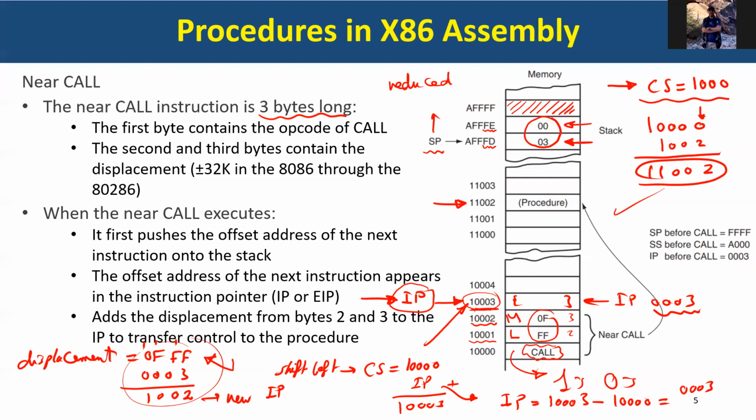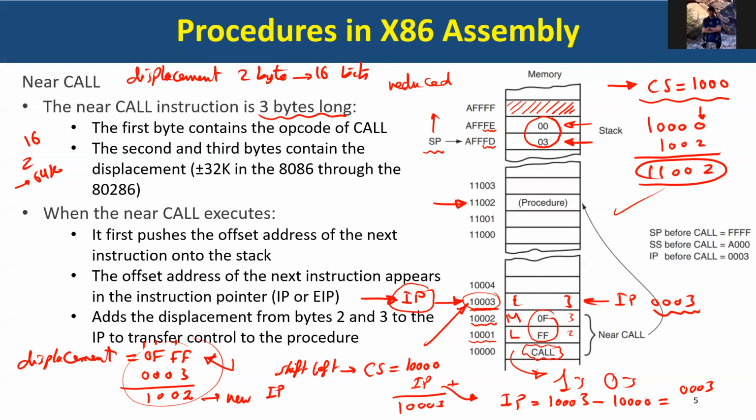Okay. One last comment here is that since the displacement is 2 bytes, which is basically 16 bits, that means you can make a displacement with 2 to the power of 16 when all of them are ones. 2 to the power of 16 is basically 64K bytes, so you can jump up to 64K bytes.